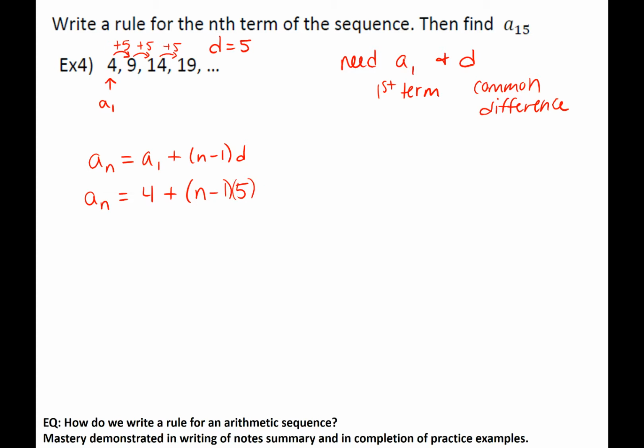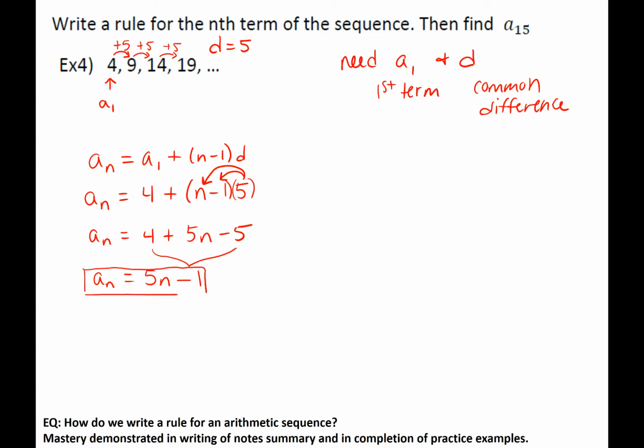So this, when we go to simplify, is going to be a little bit weird. That 5 in the back, we're going to back distribute. So I get a sub n equals 4 plus 5n minus 5. Then combine like terms, 5n minus 1. So the 4 and the negative 5 make minus 1. And that's your rule. That's the first half of the question.